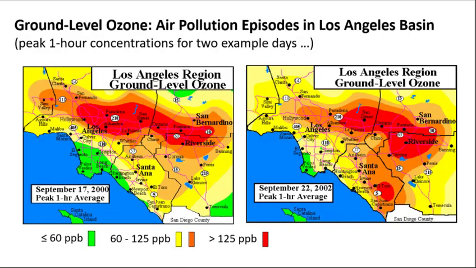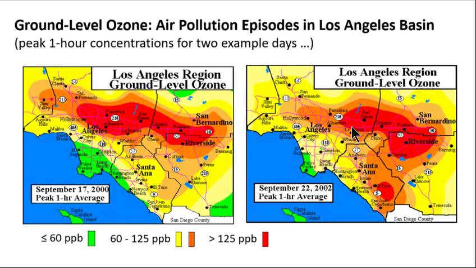The resulting pattern of ground-level ozone concentration for 2 example days of poor ozone air quality in the Los Angeles Basin are shown on this graphic. The 2 days are September 17, 2000 on the left and September 22, 2002 on the right. Each map graphically depicts through color shading the highest or peak hourly ozone concentration that occurred during the day. Green shaded areas are areas where peak ozone concentrations on an hourly basis were less than 60 parts per billion.